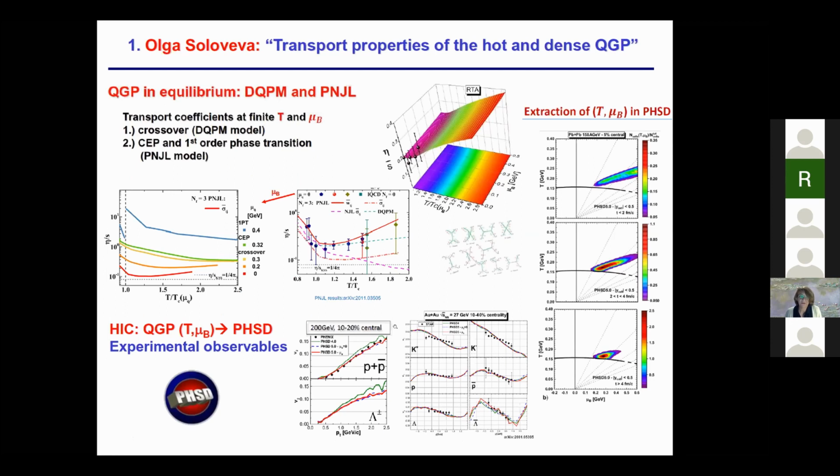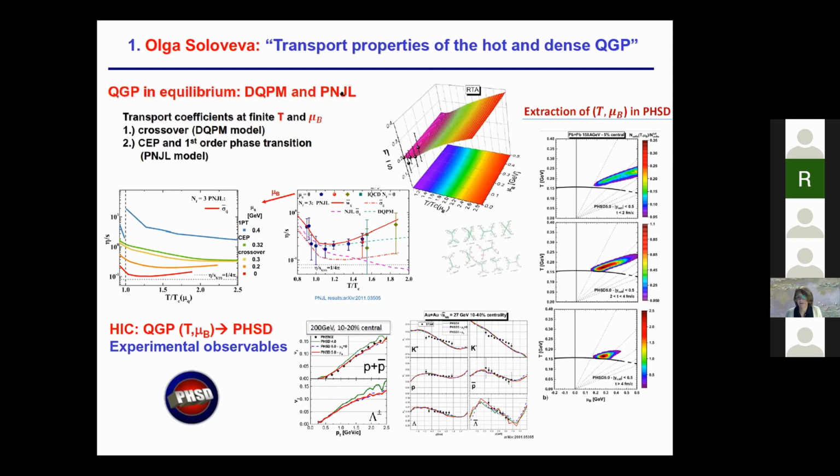In the first talk, Olga Soloveva was telling about the properties of the hot and dense QGP based on the dynamical quasi-particle model, which has been developed in propagator representation and which is matched to the lattice QCD equation of state. And because of the properties of the quasi-particles, you can extrapolate to finite mu and study the crossover behavior of different transport coefficients and so on.